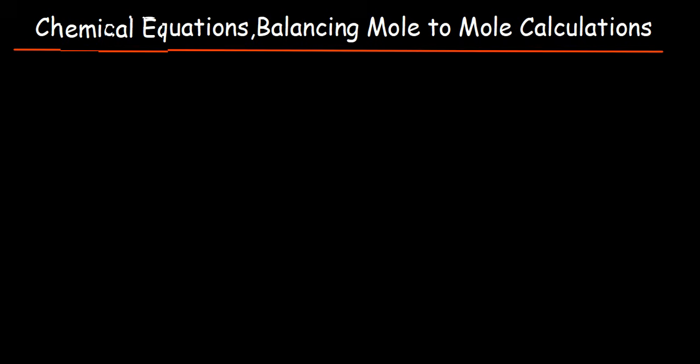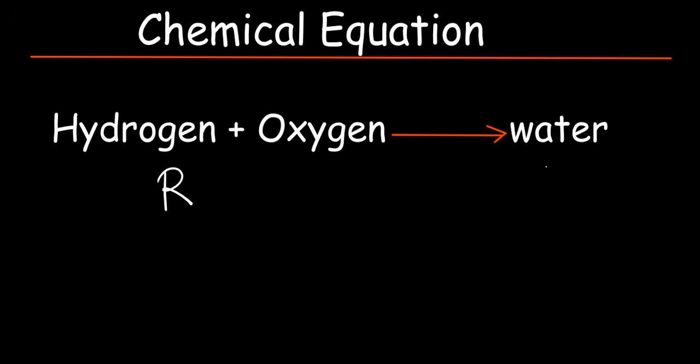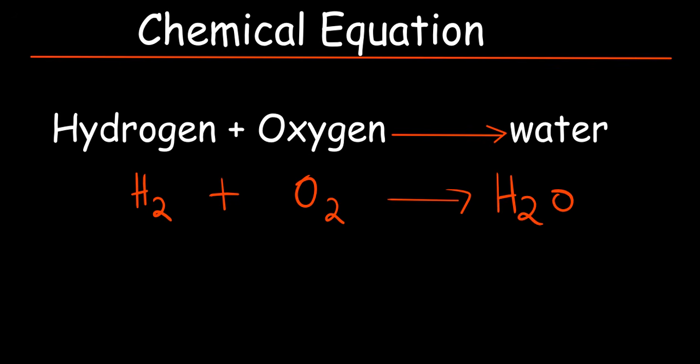Now someone would ask what a chemical equation is. This is just an example of a chemical equation. A chemical equation shows reactants on the left, and products on the right. Now, what are we supposed to understand? If we write this as a chemical equation, it is going to be hydrogen, in this case H2, plus oxygen, O2. This gives us water. Water is H2O.